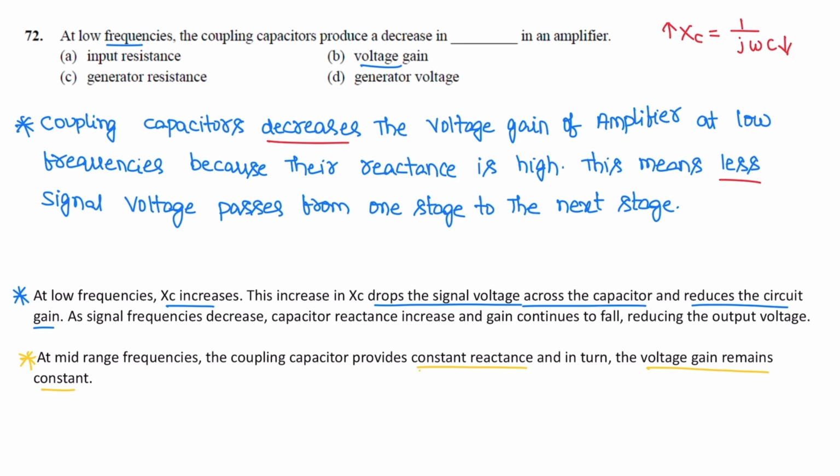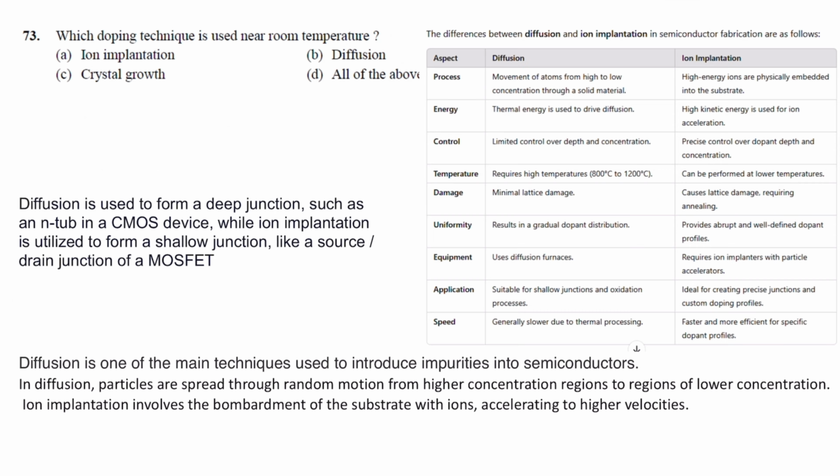Next question, question number 73. Which doping technique is used near room temperature? Let us see the differences between these two doping techniques, diffusion and ion implantation.